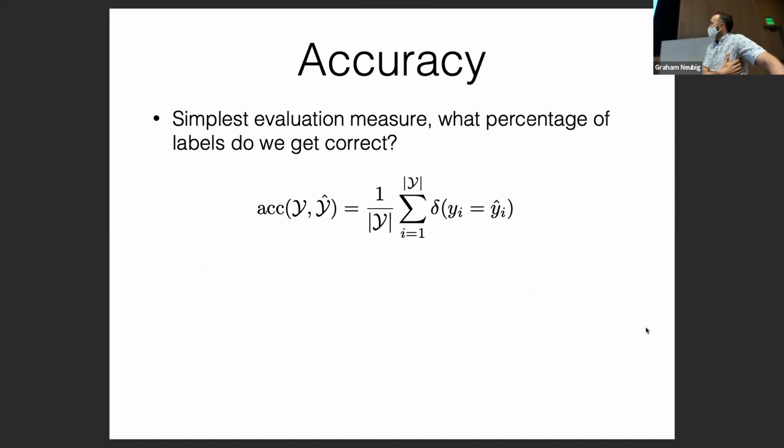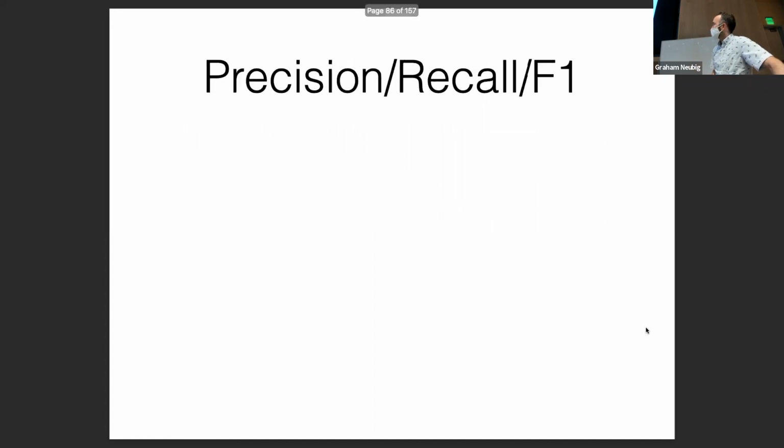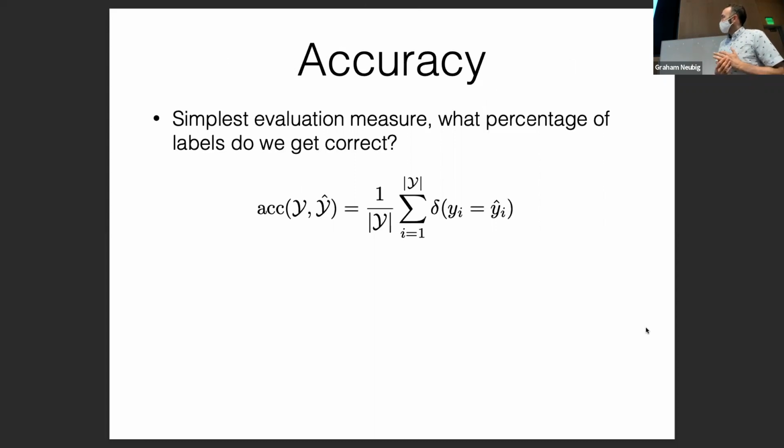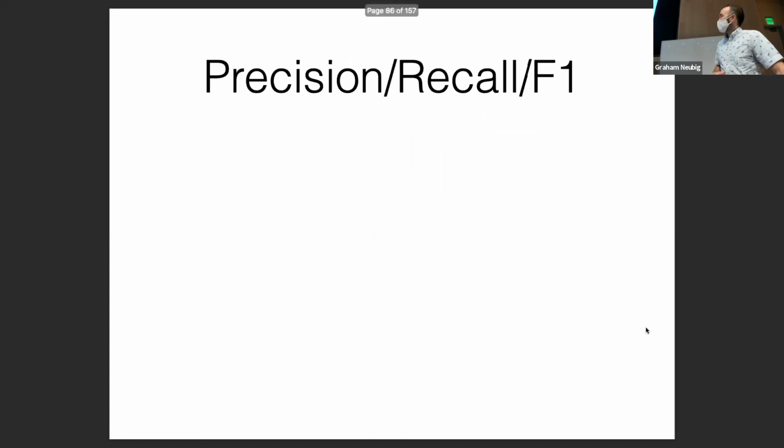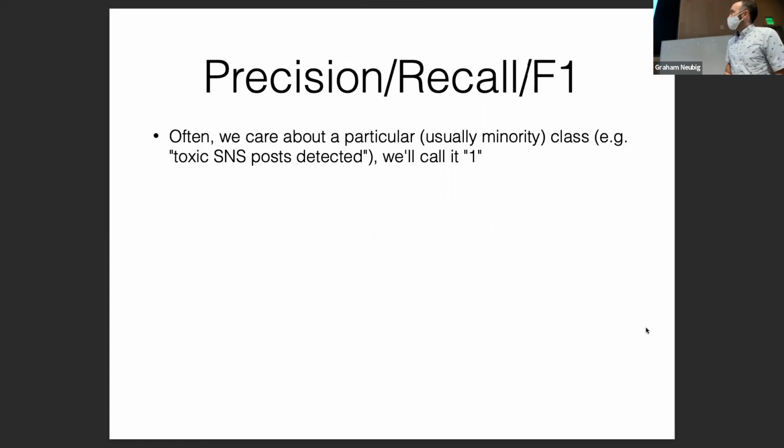Okay, so going back to calculating a score, the simplest one is accuracy. It's basically what percentage of labels do we get correct? So we count up the total number of labels in the dev set or test set and divide the number of correct labels by that. This is very simple, easy to calculate. One issue with it, however, is often we care about a particular class, often a minority class in the data.